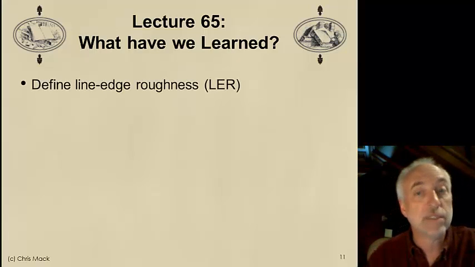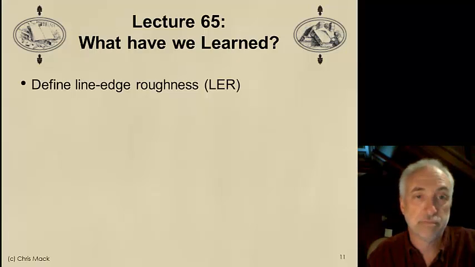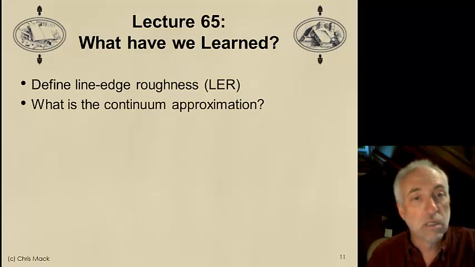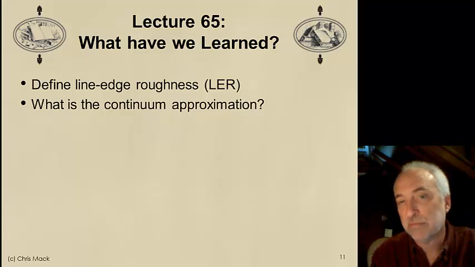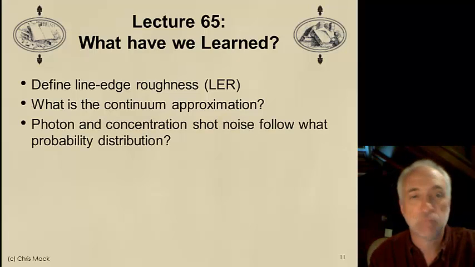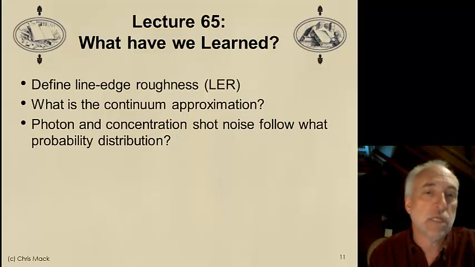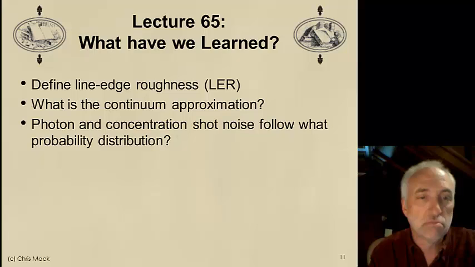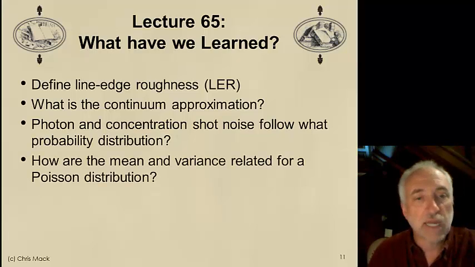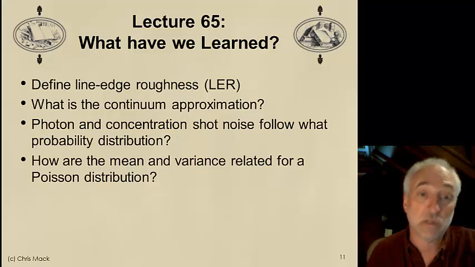Define line edge roughness. Explain to me, what is the continuum approximation? Photon and chemical concentration shot noise follow what probability distribution? And finally, how are the mean and variance related for one particular distribution we discussed, the Poisson distribution?